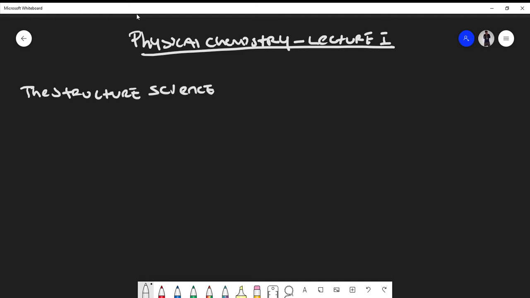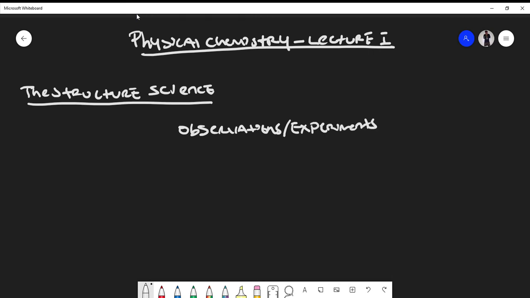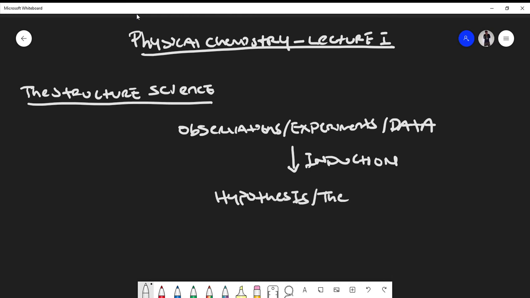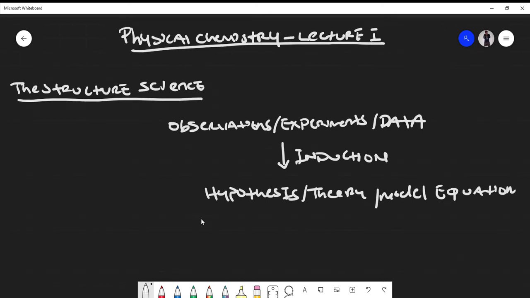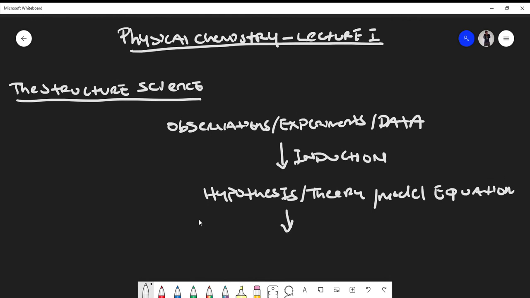The structure of science. And this says that we have observations, we have experiments, and we also have data, right? And we can do an induction and we make a hypothesis or some sort of theory or some sort of model equation, right? So that is the structure of science, and essentially from that we could create what we call a law.